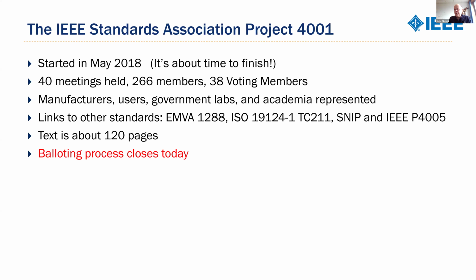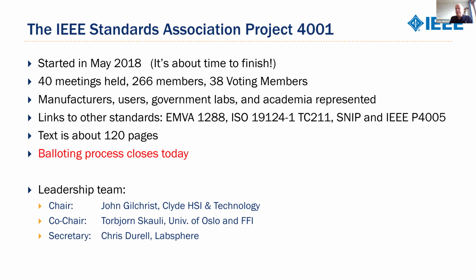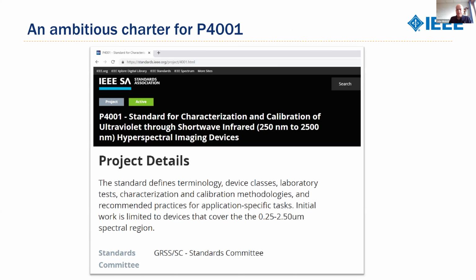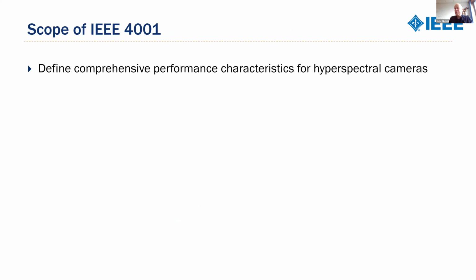We have a 120-page document. This is an old presentation. So ballots have closed. The second recirculation has closed. This is our official page, which needs substantial updating now that we actually are in the process of publishing the standard. So our scope is mainly to define a comprehensive set of characteristics for the performance of hyperspectral cameras. This necessarily involves improving on the current practice, actually, because what can we politely say here?